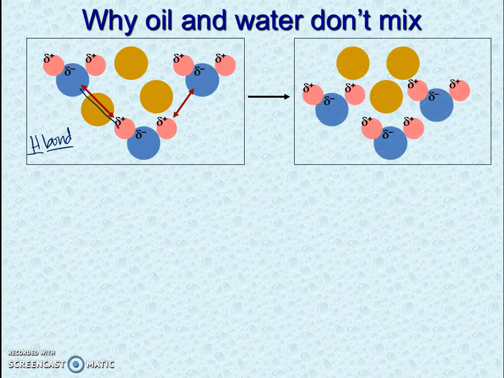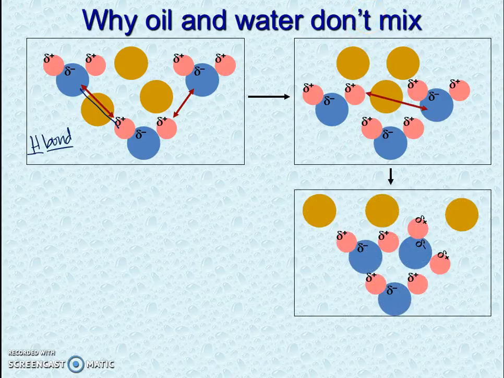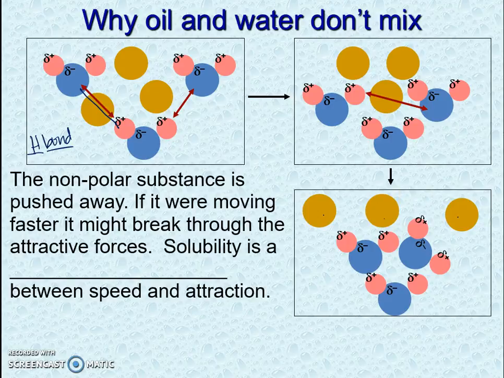Okay, so what do they do? They move closer. Well, when they move closer, they're going to push those oil molecules out of the way because there's no attraction there. And since there's no attraction there, they just slip and move out of the way. They keep pulling closer and closer together, and here's your water molecules all put together. The oil, being less dense, will be pushed out of the way and it will actually float up at the top. And that's why oil and water don't mix.